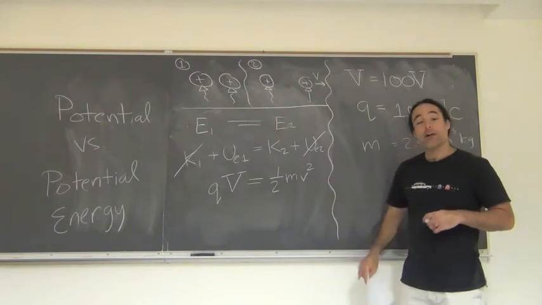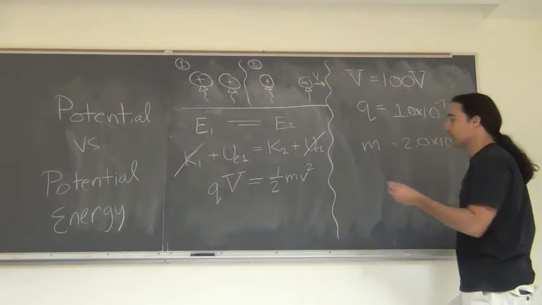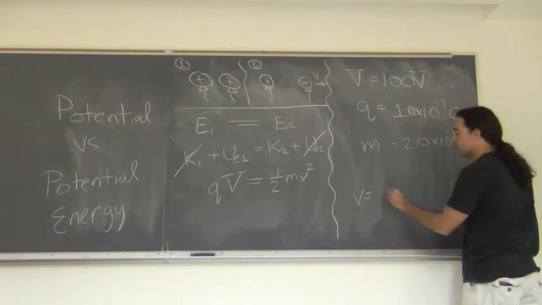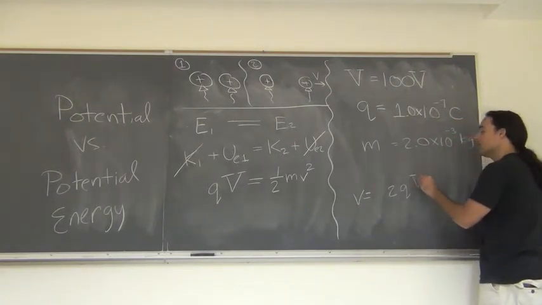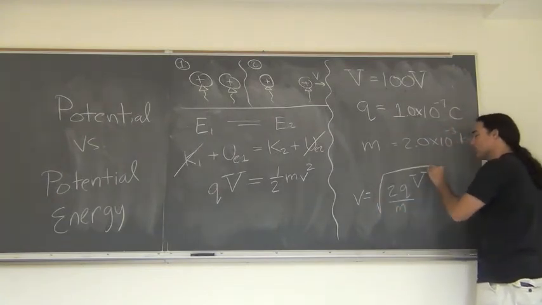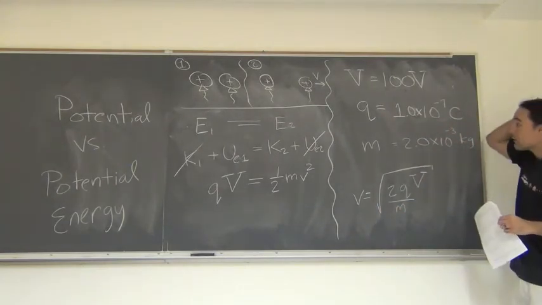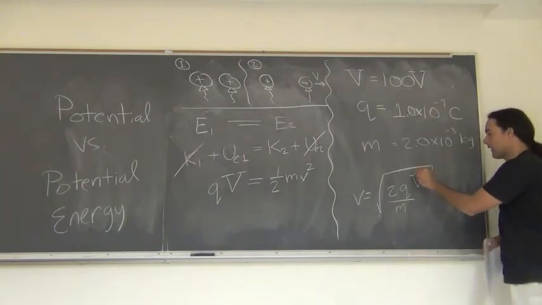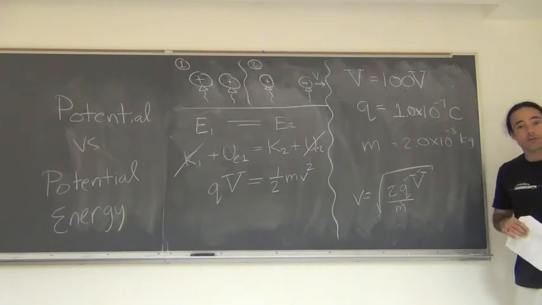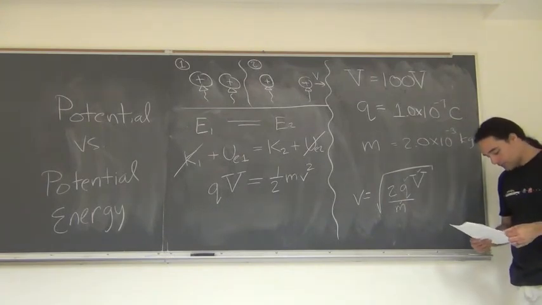Now, we want to figure out how fast we're actually going to be moving, and we can just solve this equation for that. We'll say that V is going to equal the square root of 2Q big V divided by the mass. I have big V, I have Q, and I have the mass, so we can just plug in to find our answer here.